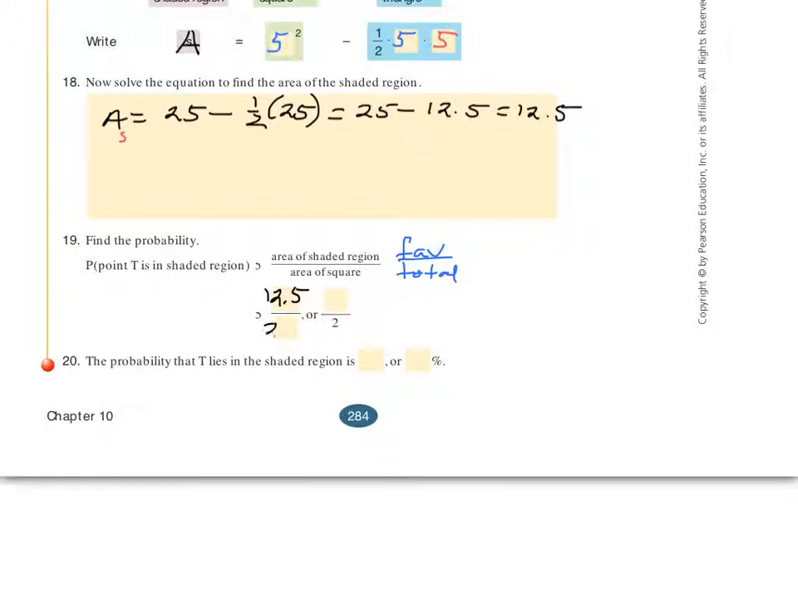25. Well, let's think about this logically. 12.5 compared to 25 is what? Isn't it half of the 25? So we end up with an answer of 1/2. So it's not an or. You cannot write 12.5 over 25. That's not an acceptable answer. So 1/2, isn't that 0.5? Or what percent? 50%.